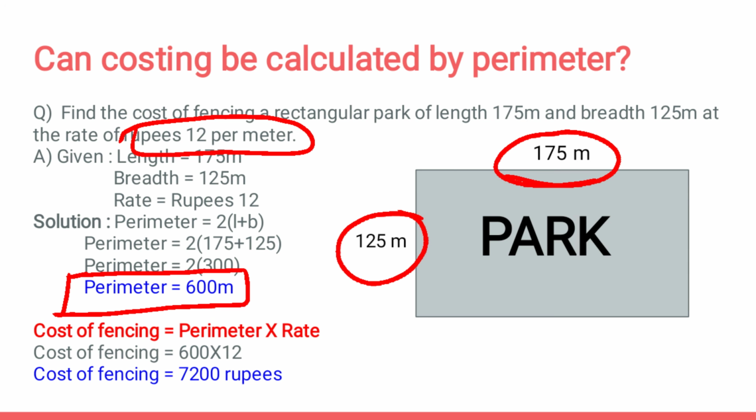So now we know the length of the fencing. For finding the cost of fencing, we need to multiply the perimeter, or you can say the length of the fence, with the rate or the cost given per meter. So the cost per meter was rupees 12. By multiplying perimeter and the rate, that is 600 multiplied by 12, we get the cost of the fence, that is rupees 7200.